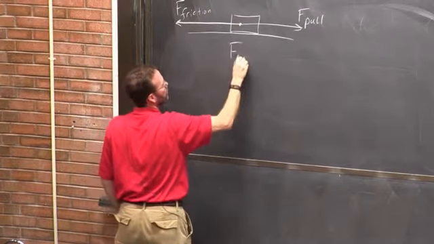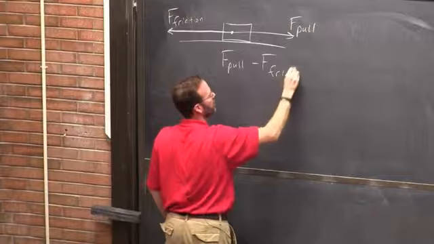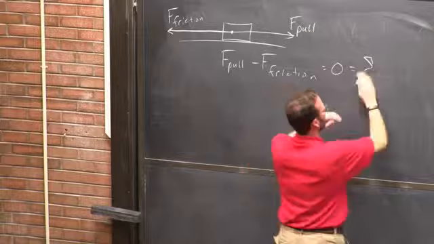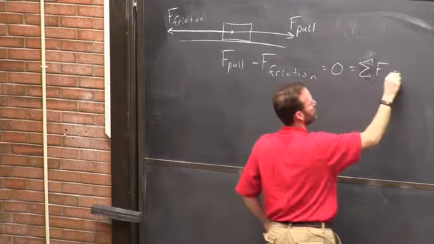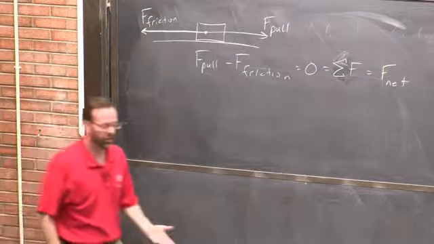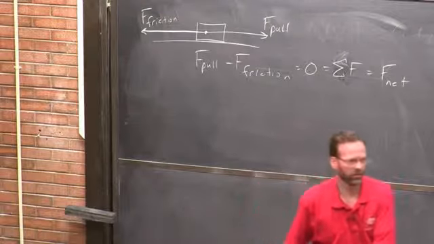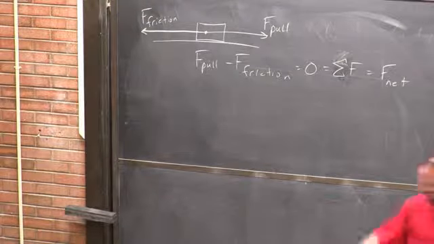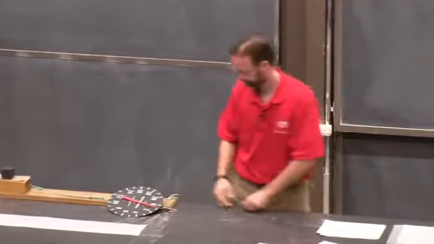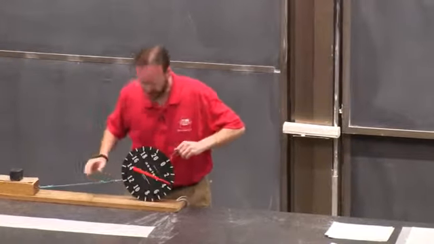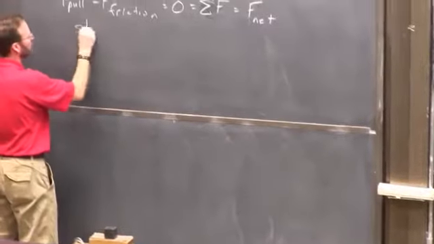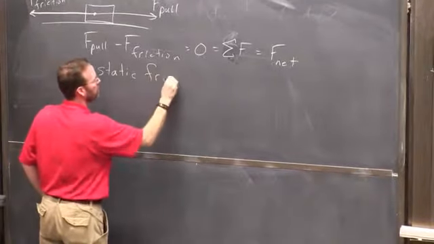So F pull one way minus F friction the other way is equaling 0. Summing our forces means the net force is 0. So friction acts even if the thing's not moving. We're attempting to move it, and the little molecular structures in between there are resisting. We call that, by the way, static friction. That's when it's not moving.